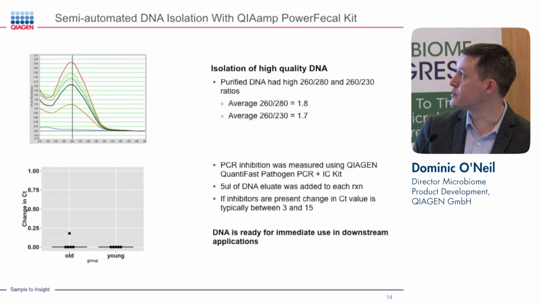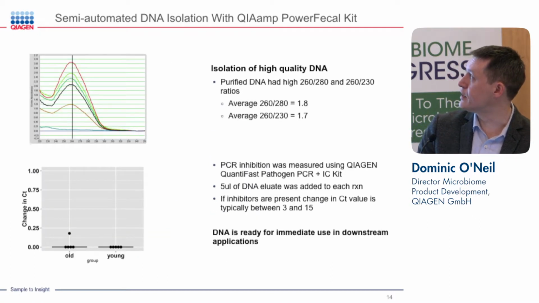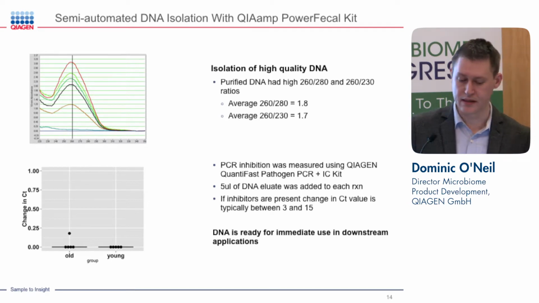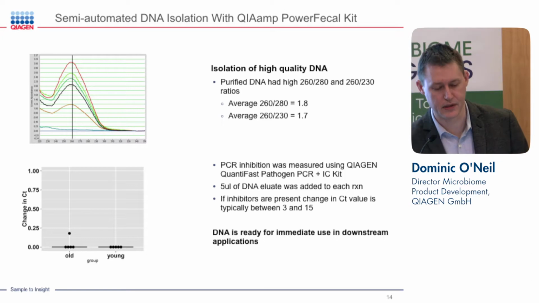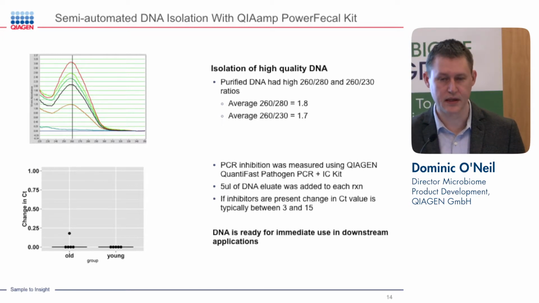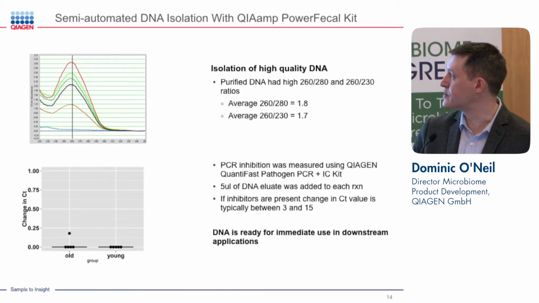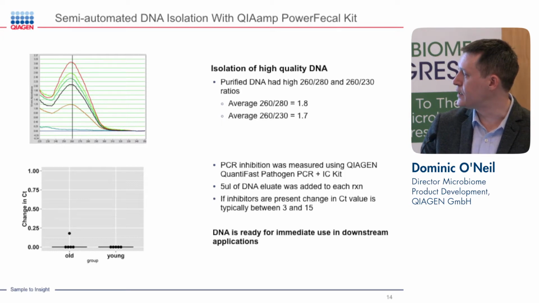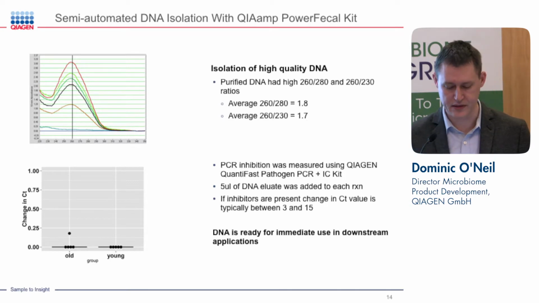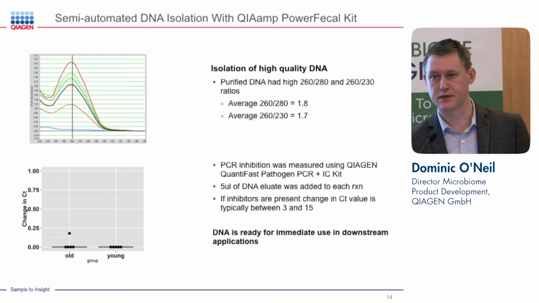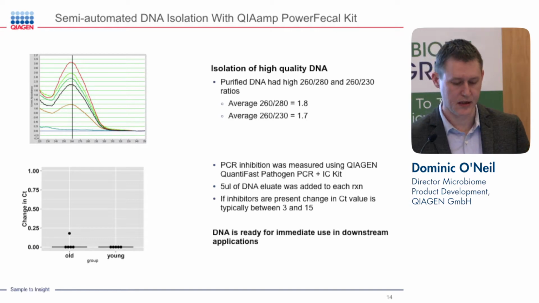Here are the nanodrop specs. You can see our 260/280s are ideal, right around 1.8, as are the 260/230s. And then in addition, as I said, this isn't a 100% reliable indication of whether or not inhibition is gone. So we always do an additional test where we look for inhibition in a PCR. The QuantiFast pathogen kit from Qiagen has an internal control present. If you take your sample eluate, spike it into that internal control, in this case we're spiking 5 microliters of eluate into a 20 microliter reaction.